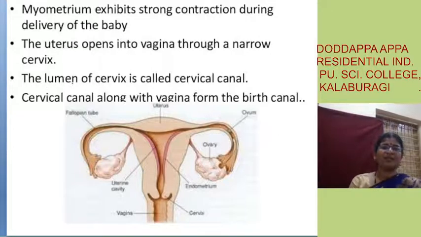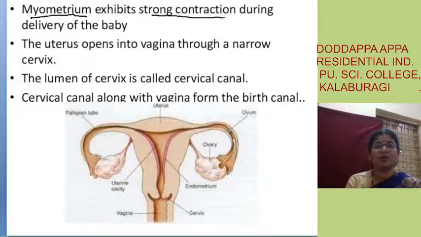See myometrium. It is the layer of the uterus which will undergo a strong contraction. When it will undergo strong contraction during the parturition, during the delivery. During the delivery of the baby, the myometrium will undergo strong contraction.